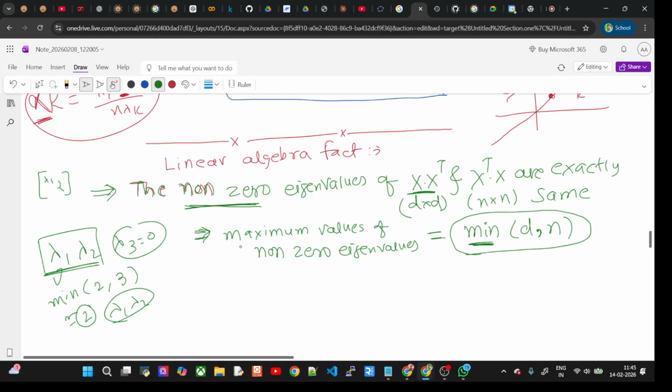Okay, and how many, the maximum number of non-zero eigenvalues we can choose is the minimum of d cross n. Somebody says I have a 5 cross 5 and somebody says I have a 7 cross 7 matrix. How many maximum eigenvalues can I choose? The formula is: maximum eigenvalues equals the minimum of d and n. This is d cross d, this is n cross n, so 5 and 7, the minimum is 5. That is the maximum number of eigenvalues I can choose for solving the equation. This is just some fact I am saying.